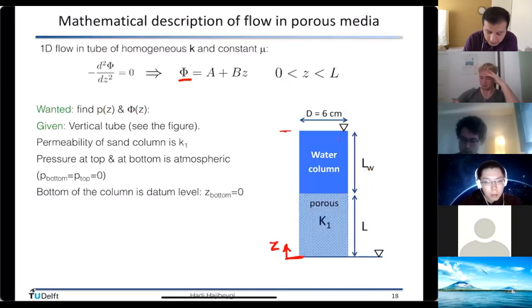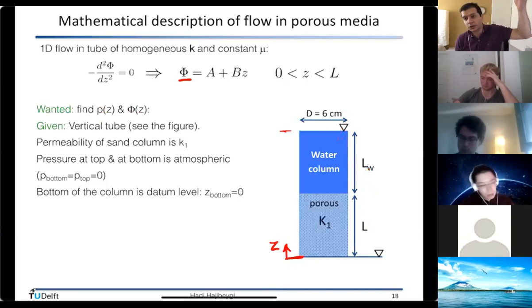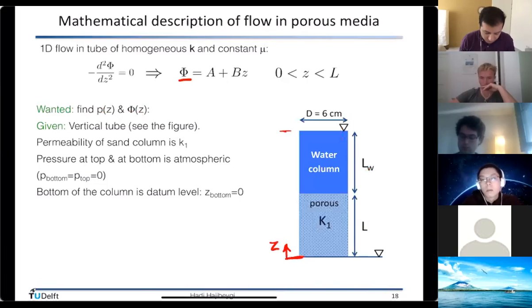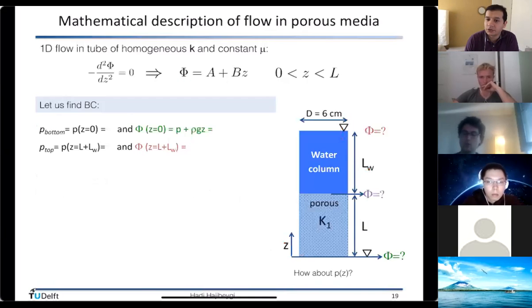Okay, now let's go ahead and find the potential distribution across the sample and pressure distribution and velocity. So stay very focused with me so that we can do things step by step properly. Now, the first thing I would like to know is this. What is the potential at the bottom of the sample? And what's the potential at the top? And what's the potential in the cross section between water column and the porous sample?